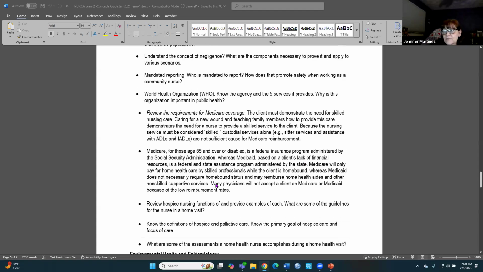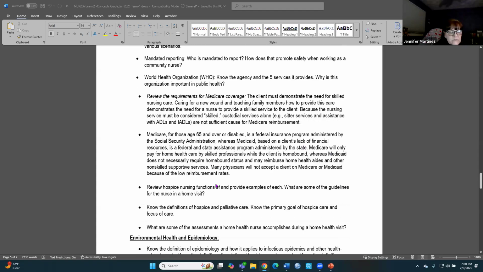When we look at Medicare and Medicaid, Medicare and Medicaid are government programs.